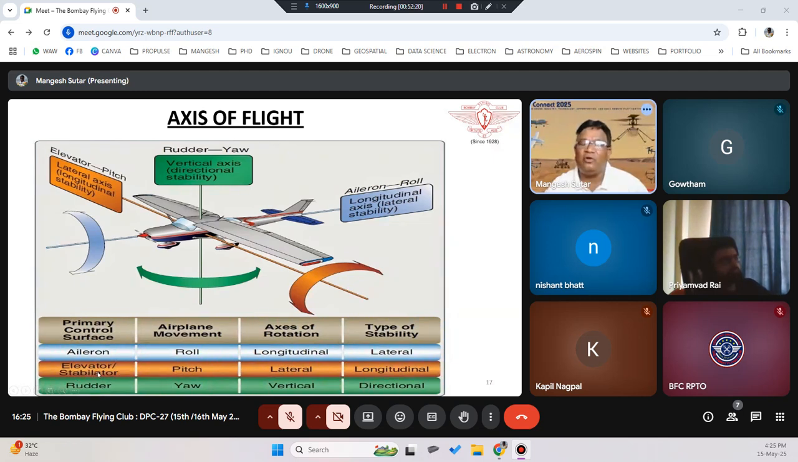Whereas the elevator, or stabilator as we also call it, is pitch. That means you are going straight, and as you change your elevator, what will happen? It will pitch up or pitch down.